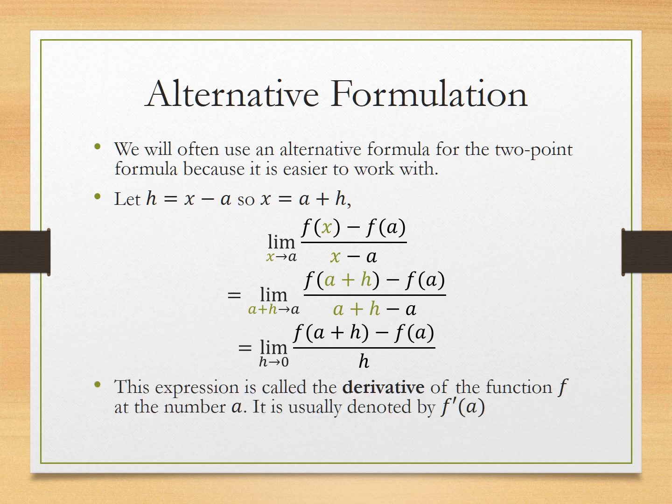This expression is called a derivative of the function f at the number a. And it's usually denoted by f prime a. When you type the mathematical notation, it's f single quote bracket a, but you pronounce it as f prime a. So that's the mathematical notation, and in English it's called the derivative. The derivative usually refers to this term here.